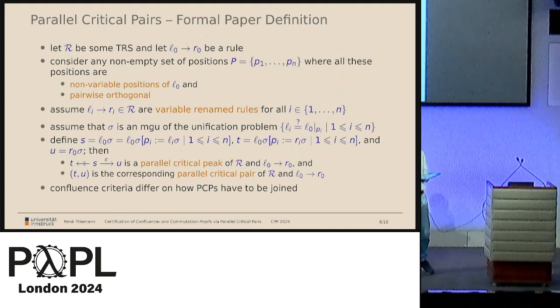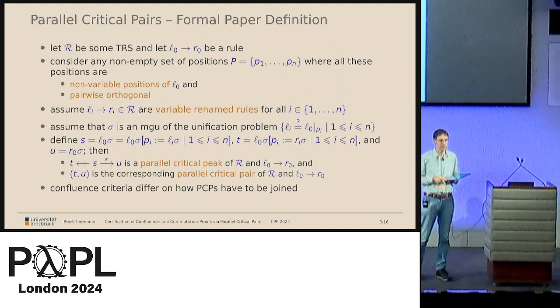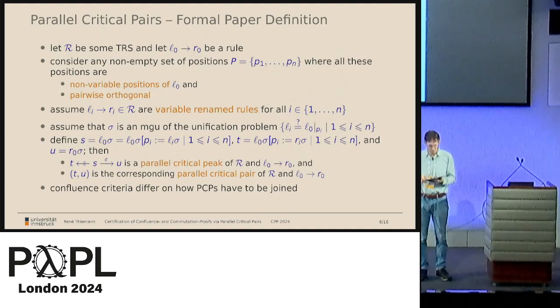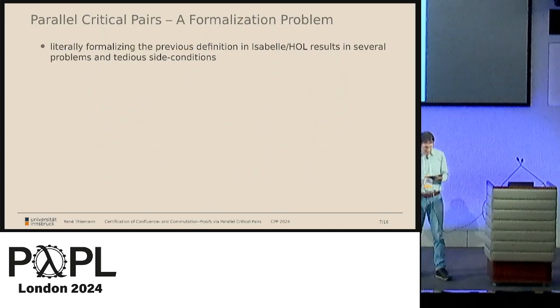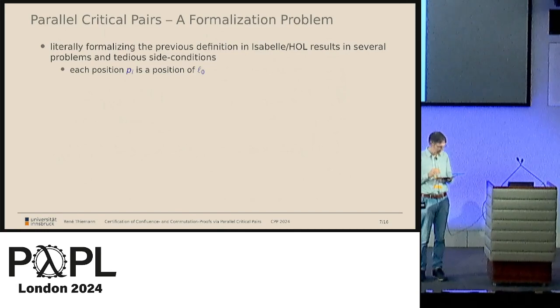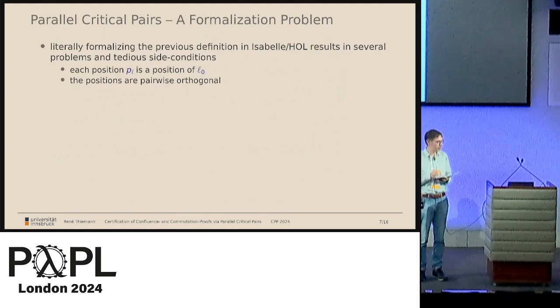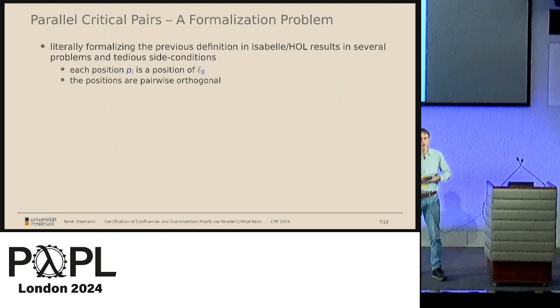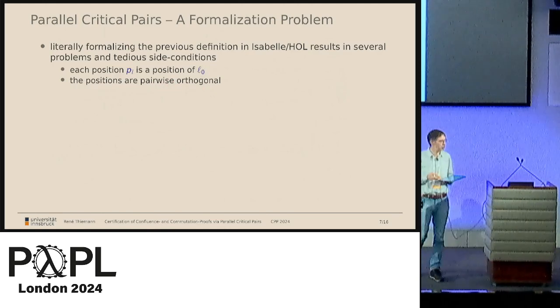Good. So this is the definition, and let's make it formal, right? Formal in the sense of going to a theorem prover. And here we actually hit several problems. First one, each position of Pi must be a valid position. So it must be a position of L0. Okay, we can deal with that. Well, the positions are pairwise orthogonal. Yes, we can define that, but we somehow have to ensure that, right?